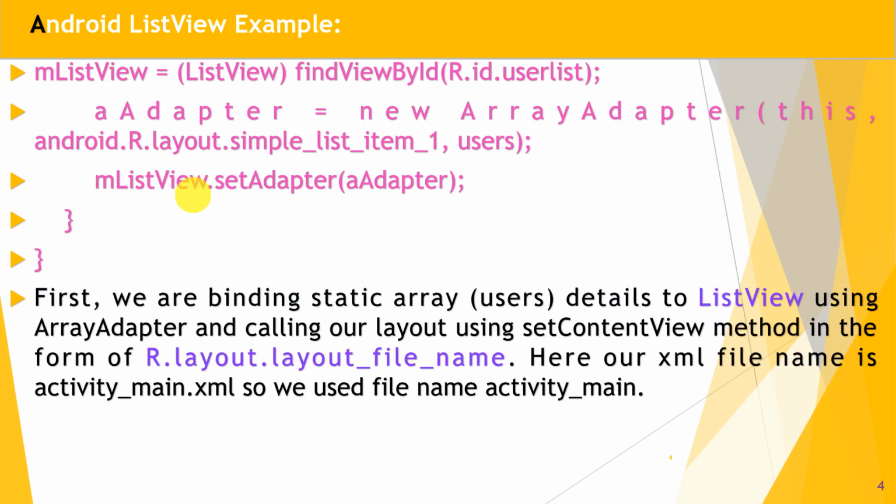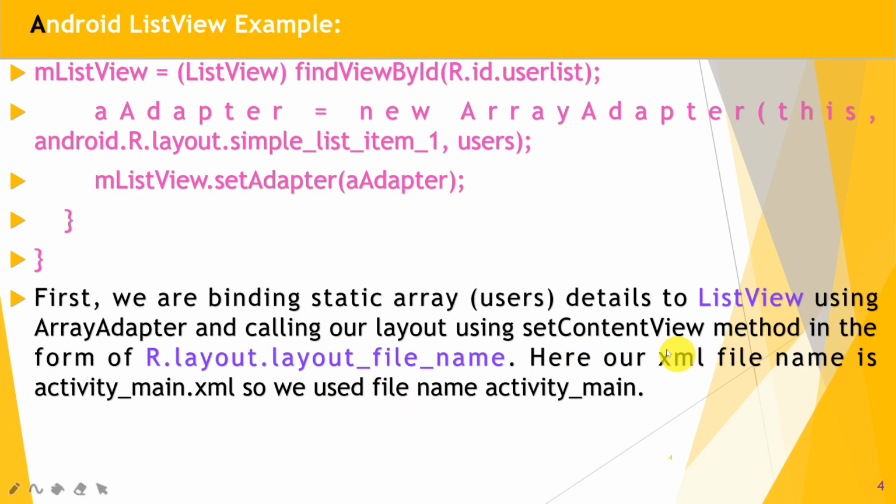So to summarize that, we are building a static array, that is user details, to a list view using the array adapter class, and calling our layout using set content view. Which layout is associated with the main activity? That is R.layout.main_activity, that is the layout file name. So here the file name is main activity. Great. So call the set content view method.